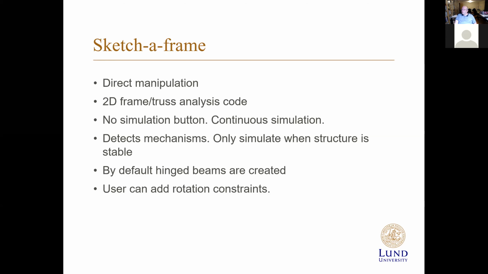It also detects mechanisms, so it only simulates your structure when the structure is stable. And if it's not stable, it displays the mechanism involved. By default, it uses hinge beams, but you can add constraints to those beams to make them fully connected in all three degrees of freedom in each node.